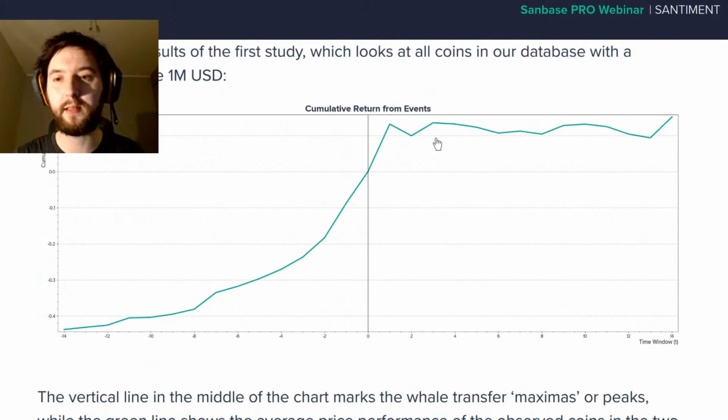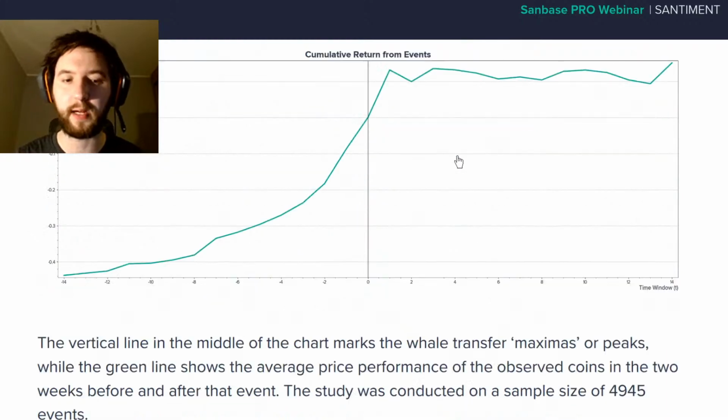And then after the spike in whale transfers, what we found for this particular group of observed coins is that the price action mostly begins to consolidate. So over the next 14 days, pretty much the growth of the coin's price is completely curbed. And it starts to consolidate around this 0% to plus 1% price range, right?